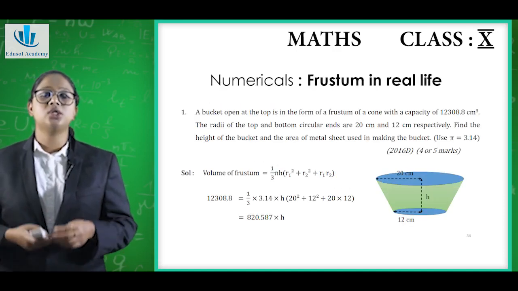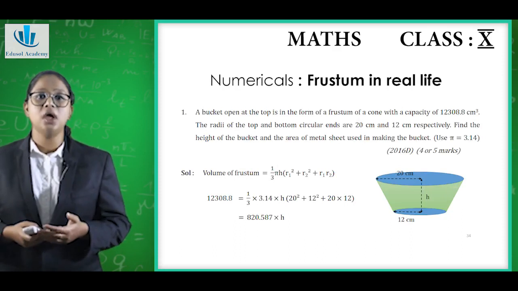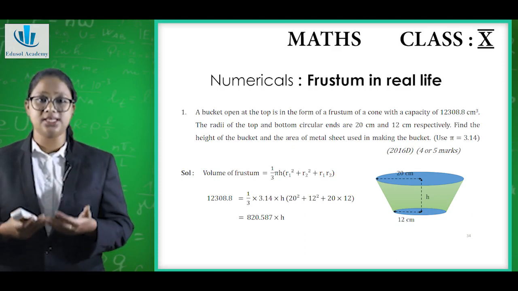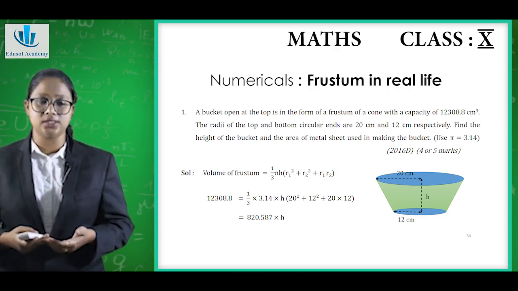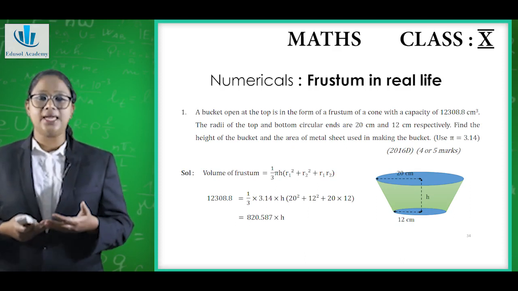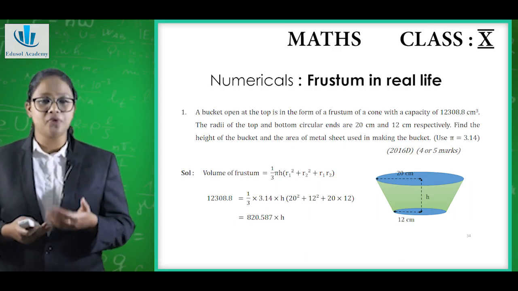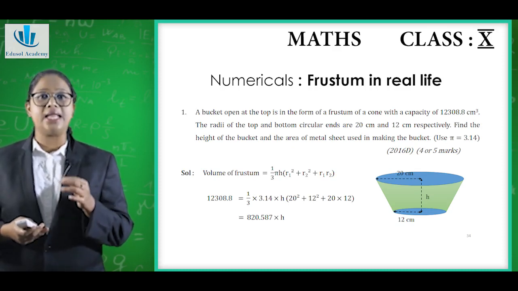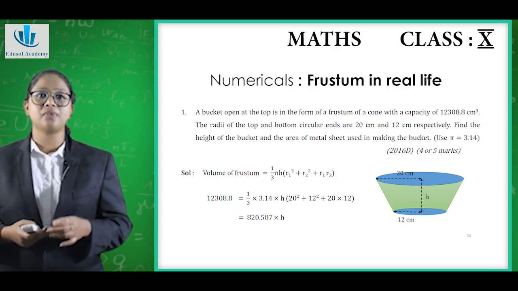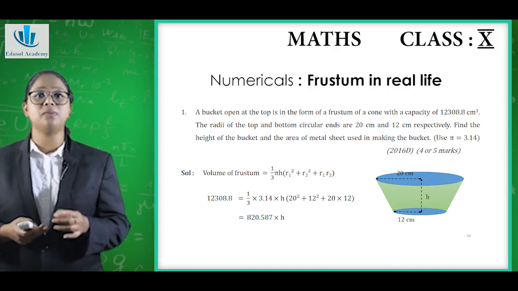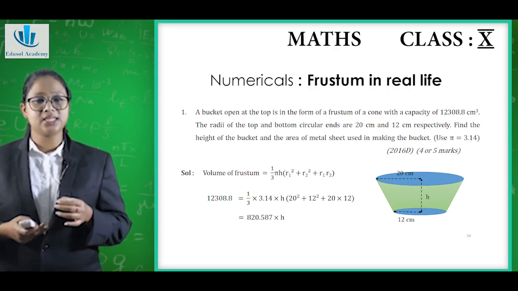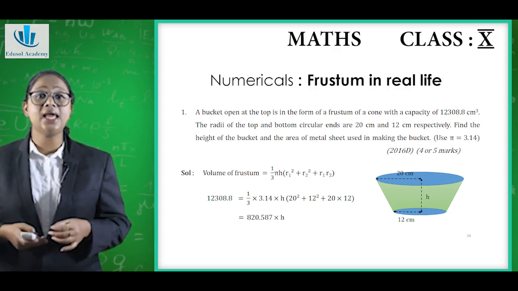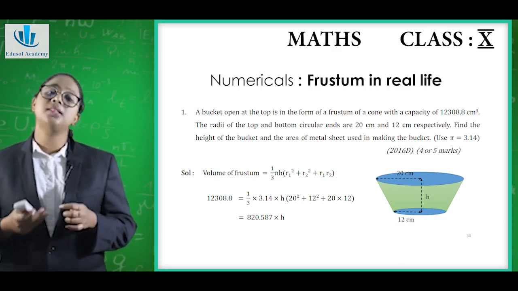Now let's move on to the questions related to frustum in real life. For frustum type of questions, there won't be any combination concept, so we can directly apply the equations. Let's go to the question. A bucket open at the top is in the form of a frustum of a cone with a capacity of 12,308.8 centimeter cube. The radii of the top and bottom circular ends are 20 centimeter and 12 centimeter respectively. Find the height of the bucket and the area of metal sheet used in making the bucket.